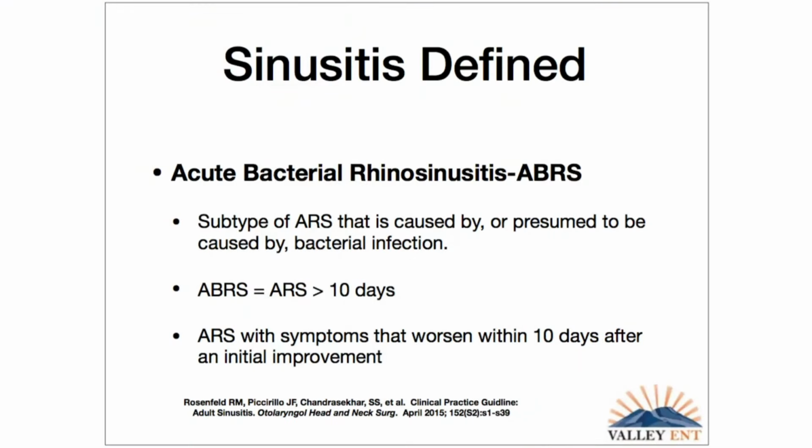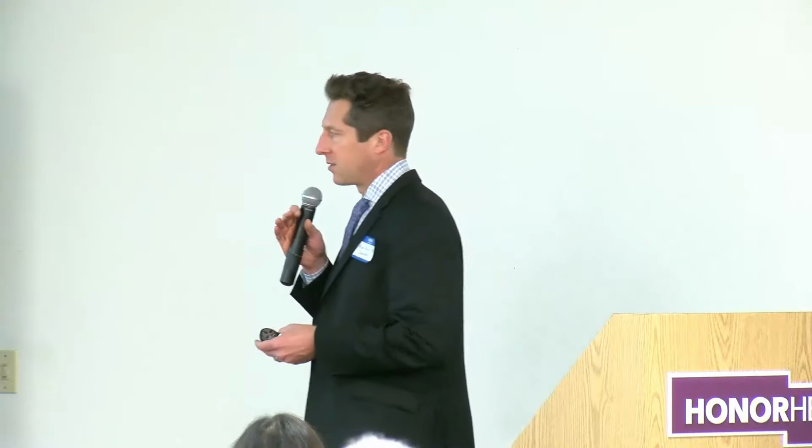Acute bacterial sinusitis, again, is a subtype that we think is caused by bacterial infection. Really the main difference between bacterial sinusitis and viral sinusitis from a clinical standpoint is just time. If they've been with their sinusitis symptoms for greater than 10 days, pus, pressure, plugged, it's bacterial. If it's less than 10 days, we call it viral. So it's really just a time differentiation.